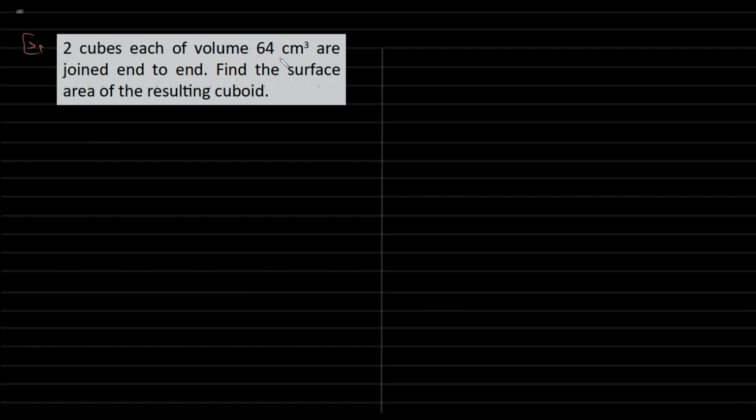Two cubes, each of volume 64 centimeter cube, are joined end to end. Find the surface area of the resulting cuboid. Okay, what is it that they are telling?